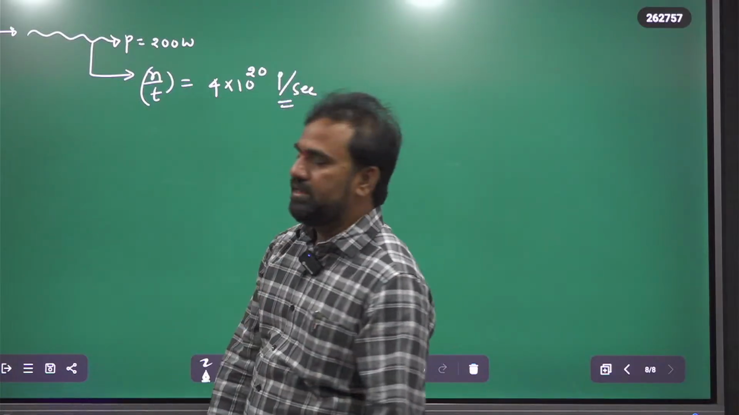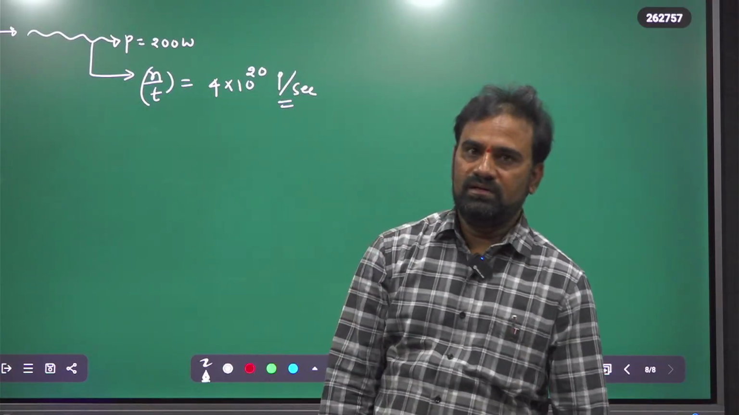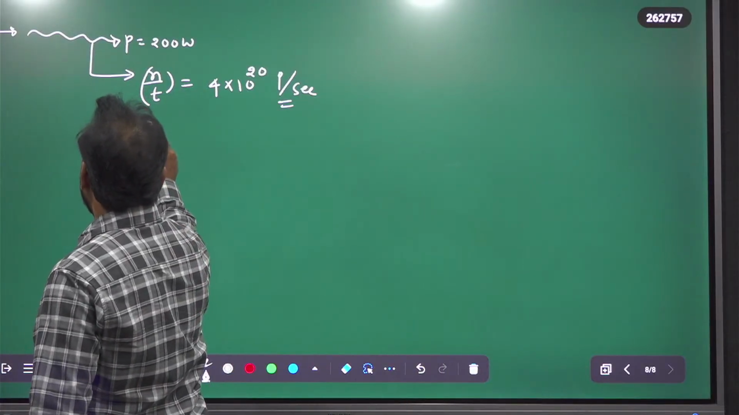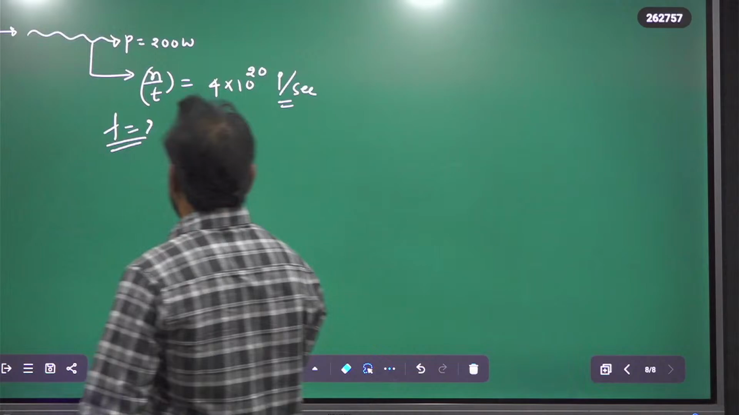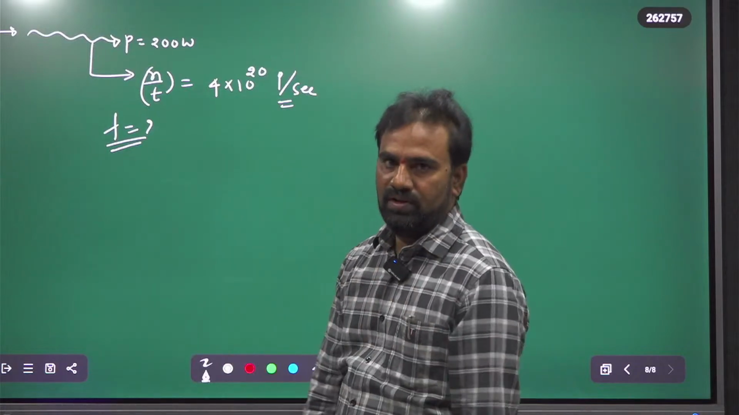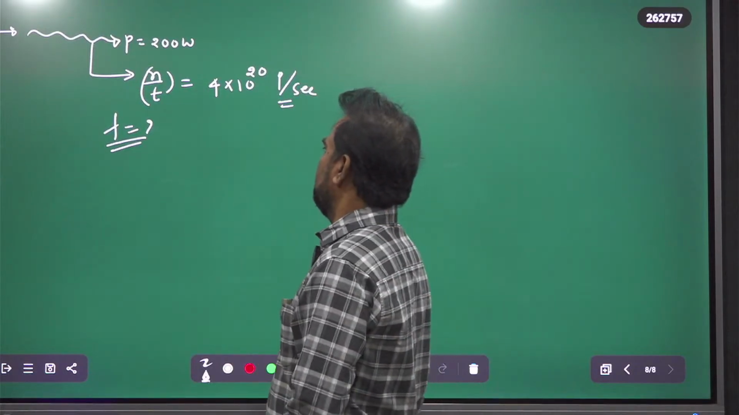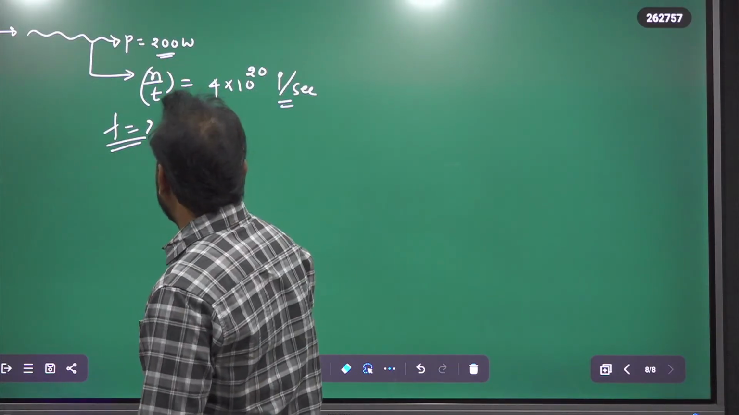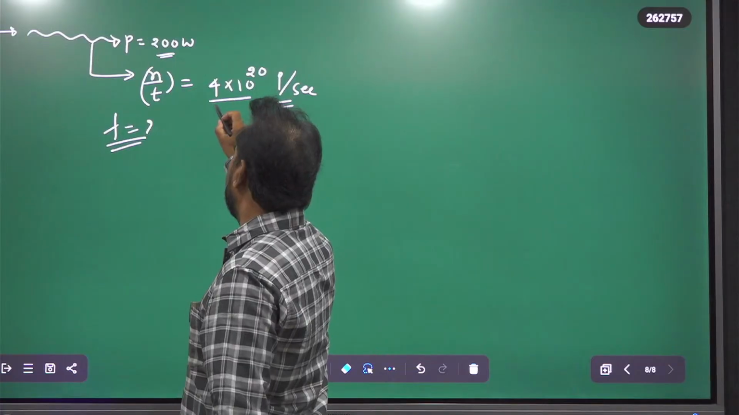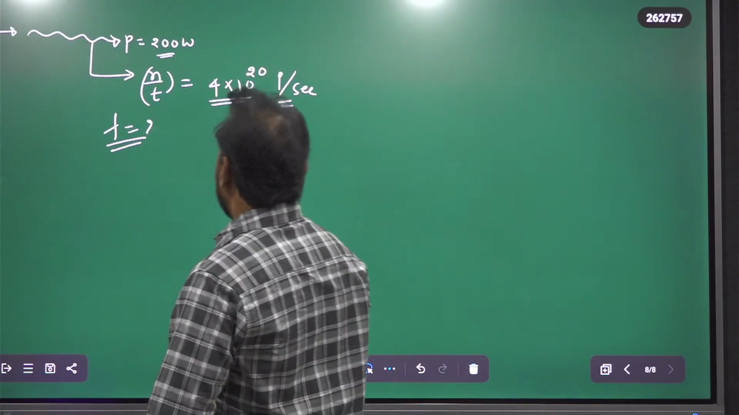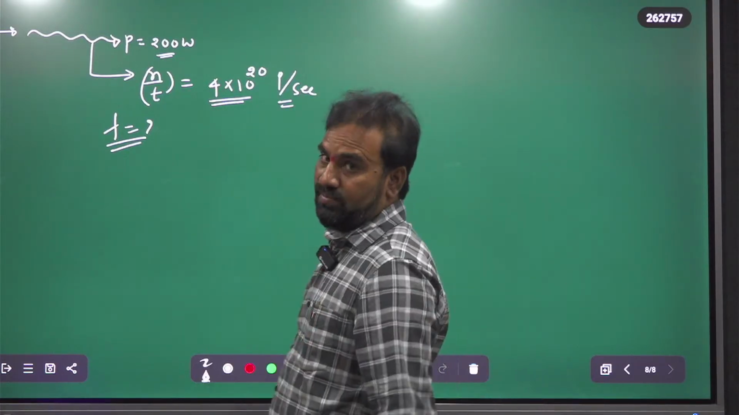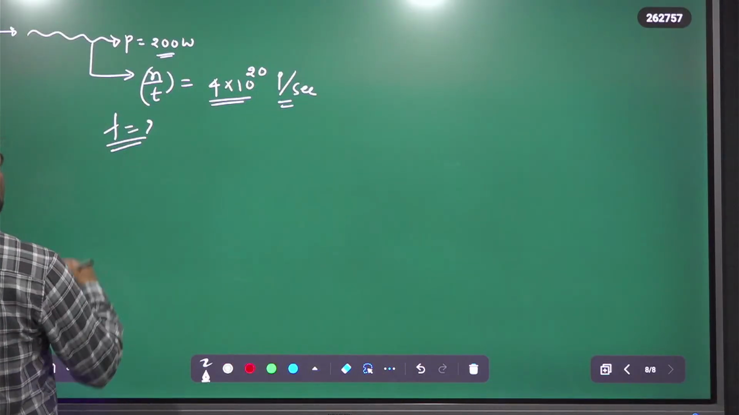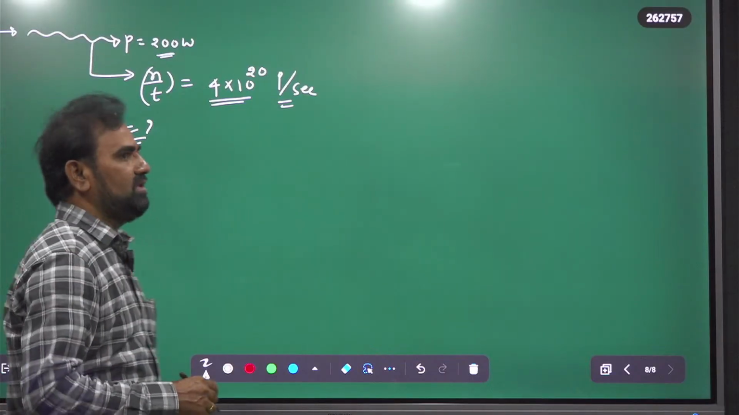Then calculate its wavelength. Wavelength, how much is it? Calculate wavelength. Write down the problem. A light radiation is used at the power of 200 watts, and it can emit the number of photons 4 into 10 to the power of 20. Then calculate its wavelength lambda. Lambda has to be found. Okay. How can we calculate the wavelength lambda?